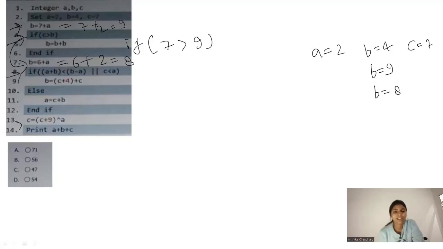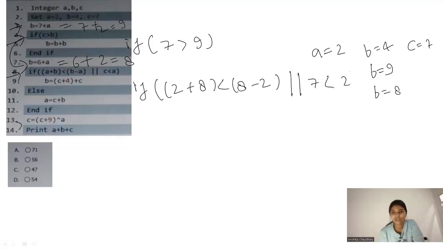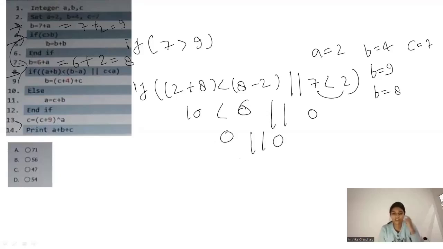Okay. Now at line number 8, here is the condition. If a plus b, that means 2 plus 8, is less than b minus a, that means 8 minus 2, or c is less than a. So c value 7 is less than a, which is 2, right? So it will become 10 is less than 6, right? Or 7 is less than 2, so this will give us 0. So this will give us 0, and also this will give us 0. So 0 or 0 will become 0 only. So the whole condition will become false.